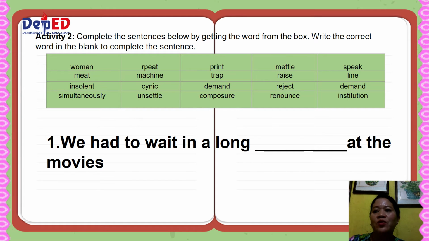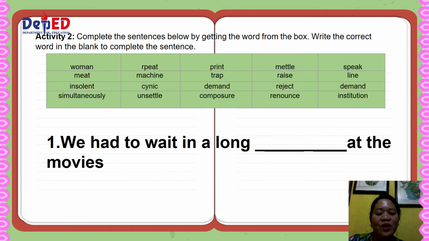I hope you got all the correct answers. Now, let's move on to activity number 2. In this activity, you are going to complete the sentences below by getting the word from the box. Can you see the green box there? There are words there which will complete the sentences. Okay? So write the correct word in the blank to complete the sentence. Are you ready? Are you excited? All right, let's do activity number 2.